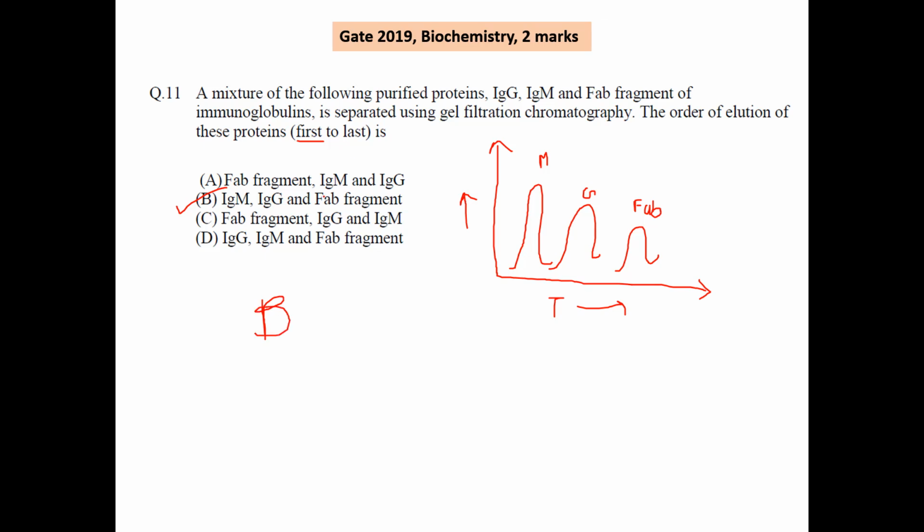Here two things you have to know because it is gel filtration chromatography. The order of elution will be from the highest molecular weight to the lowest molecular weight, and here it is written from first to last. They can play with this term, so they can also write from last to first. So these two things you have to keep in mind and then answer the question. And the correct option here is option B.